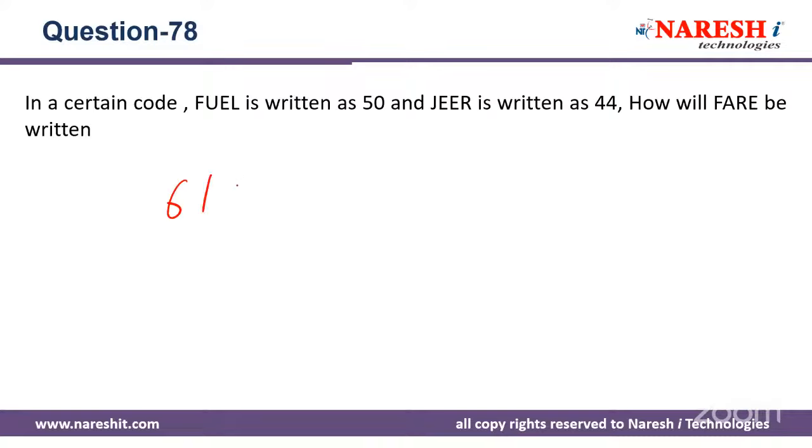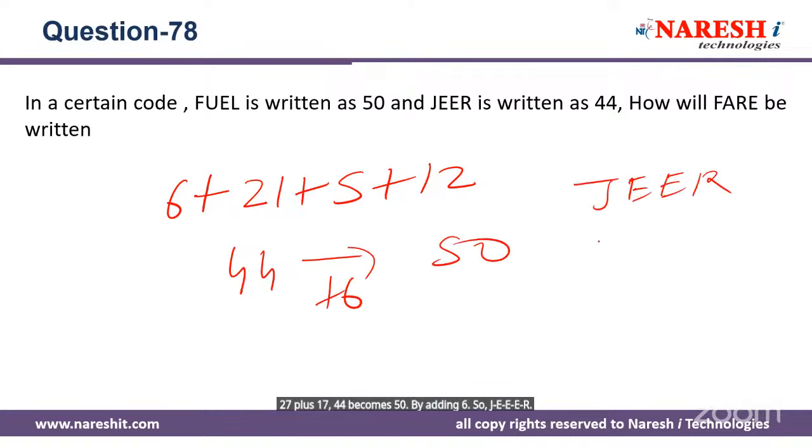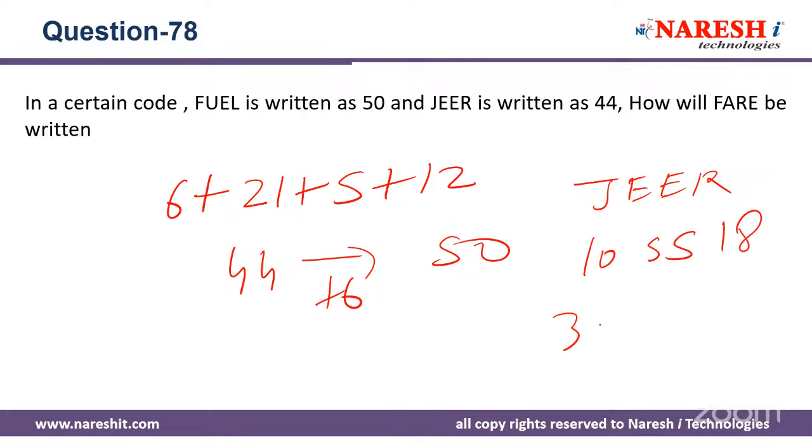F is 6, plus U 21, 5, 12, so 27 plus 17, 44, which becomes 50 by adding 6. So JEER: 10, 5, 5, 18, that is 38, plus 6, 44.